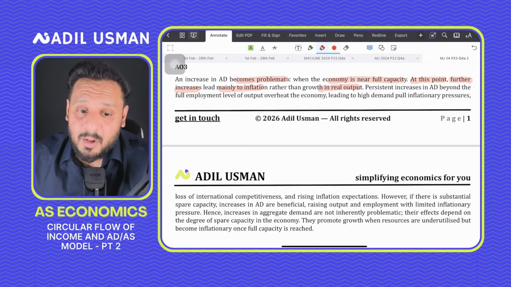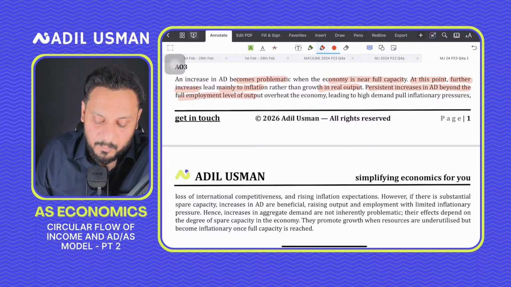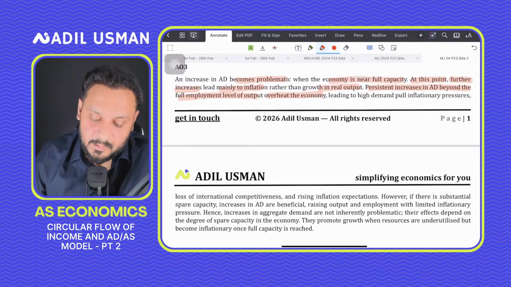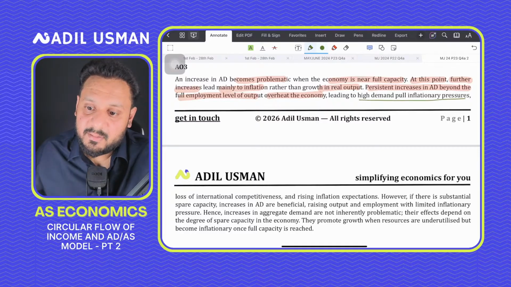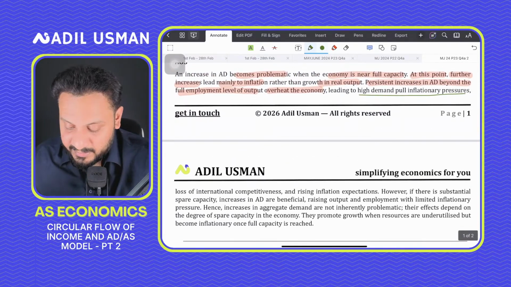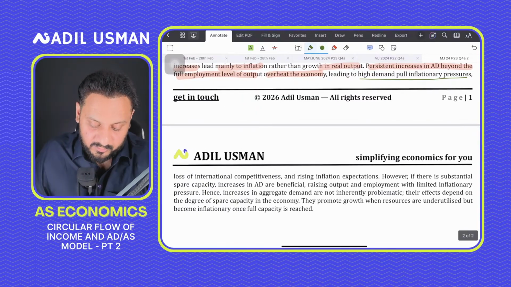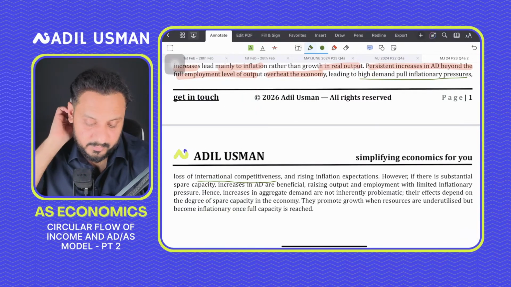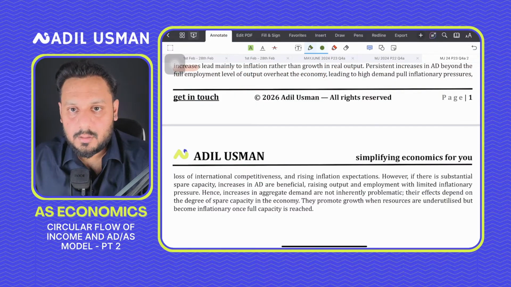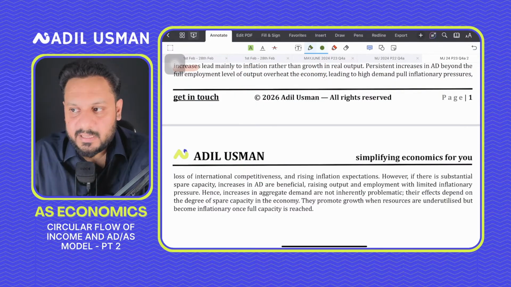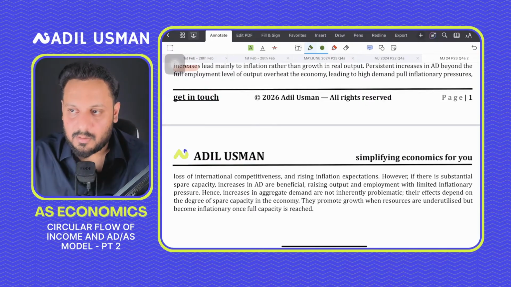Because why is this a problem? It's a problem because persistent increase in AD beyond full employment level of output will overheat the economy. And once the economy overheats, it will lead to high levels of demand for inflation. And the problem here is that high demand for inflation will cause a loss of international competitiveness. Your exports, that could have a negative impact on BOP. So this is a problem now. Because now the economy is overheating, it could cause a severe loss of international competitiveness, severely impacting your current account balances.